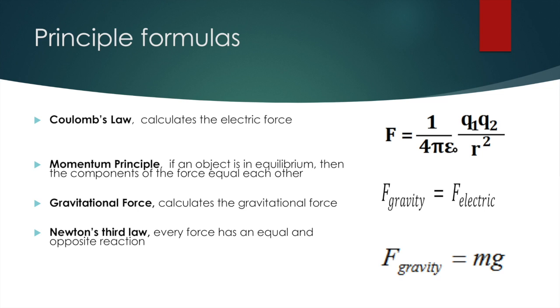Here's a more detailed look at the principles. Coulomb's law is very important because it calculates electric force, and we know that F equals 1 over 4 pi epsilon times Q squared over R squared. This Q is what we're looking for. Now, the momentum principle states that if an object is in equilibrium, then the components of the force equal each other. In this case, it will be gravitational force, which equals mass times gravity, and then electric force.